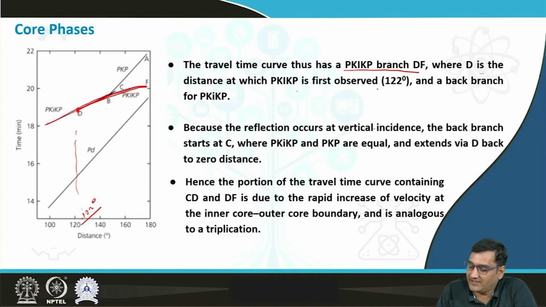Because the reflection occurs at vertical distances, the back branch starts at C. So this starts at C, where PKiKP and PKP are equal, and extends via D back to 0 distance. Hence, the portion of the travel time curve containing CD and DF is due to the rapid increase of velocity at the inner core outer core boundary and is analogous to triplication.